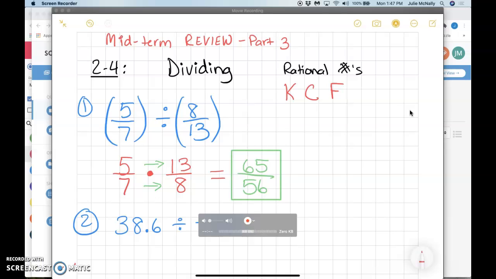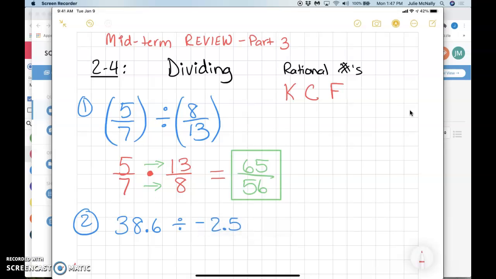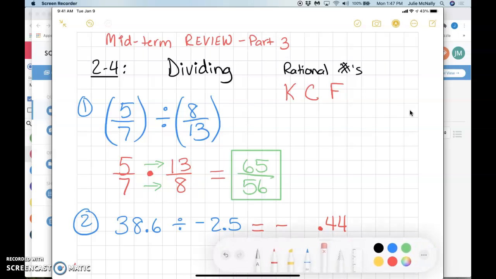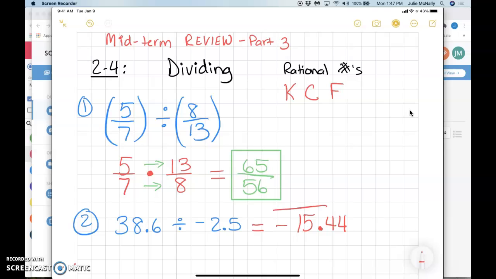And the last one for today is a decimal. For decimals, you're just going to enter it into your calculator just like you see it. 38.6 divided by negative 2.5 equals negative 15.44. I thought 50 sounded too high. Thank you for checking and correcting.